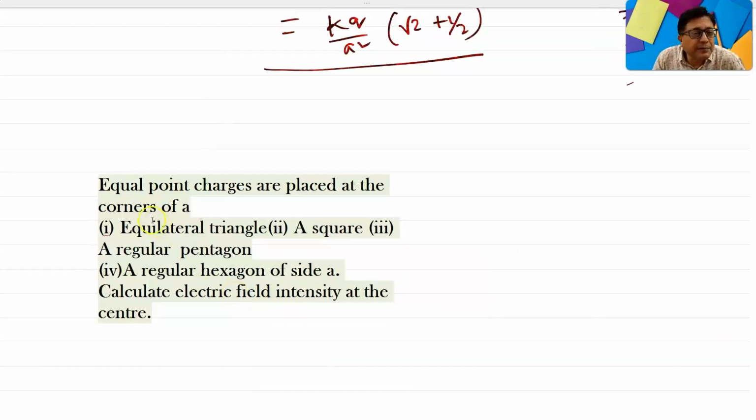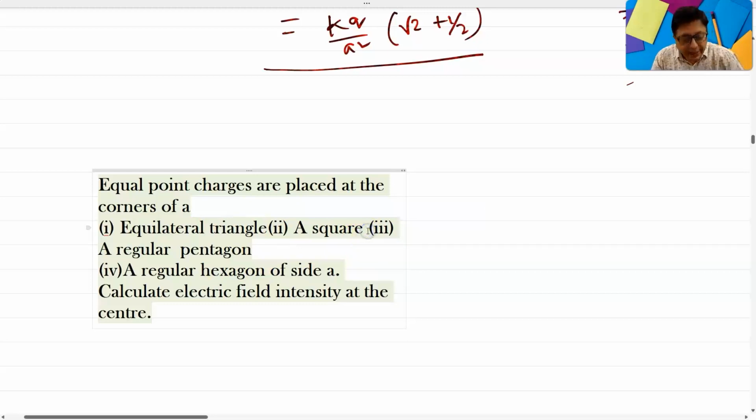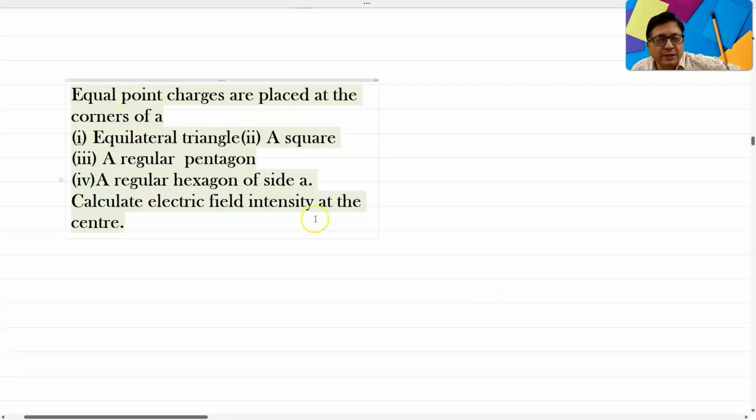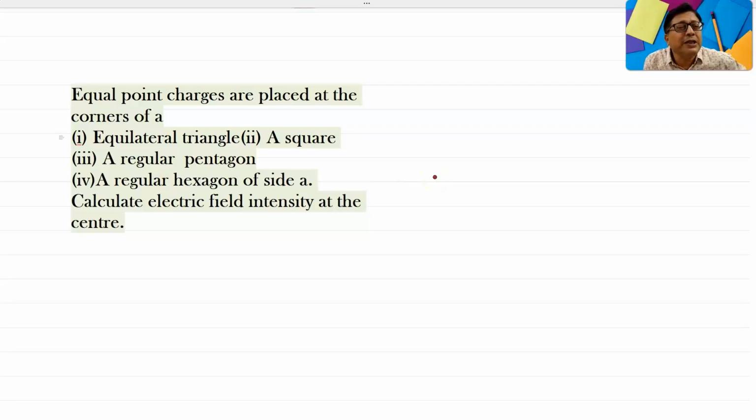Another very interesting problem. Equal point charges are placed at the corners of an equilateral triangle, a square, a regular pentagon, a regular hexagon of side A. All of them have side A. Calculate the electric field intensity at the center. It's a very interesting question. But we can answer just by keeping a simple concept in mind, which you must have done in class 11. So let us do it for the equilateral triangle.